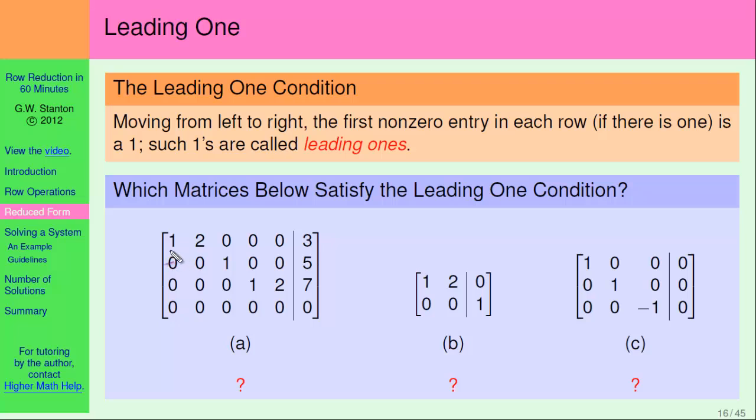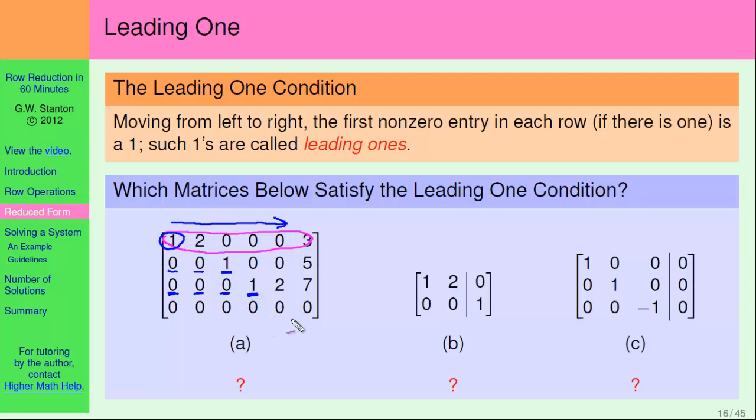We'll just go row by row in this first matrix. In the first row, the first entry we encounter that's not 0 is actually just the first entry. And is it a 1? It is. So that row checks out. How about the second row? We have 0, 0, and then the first entry that's not 0 is a 1, so that's good. Next row, 0, 0, 0, and then the first entry that's not 0 is 1, so that's okay.